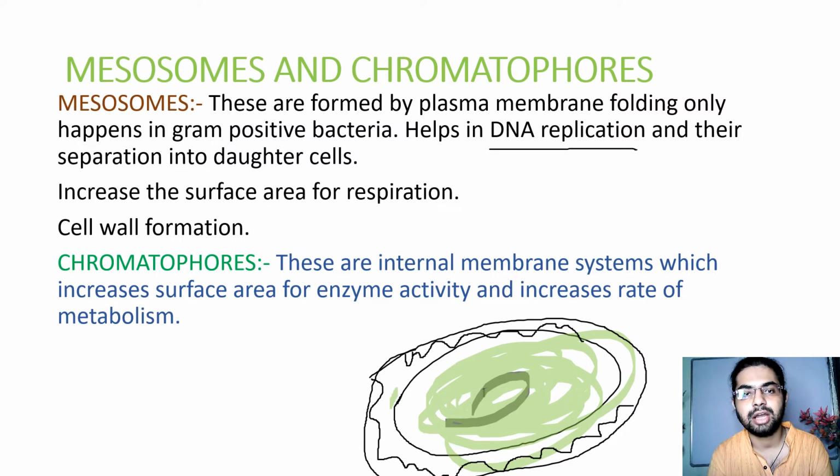So mesosomes are formed by plasma membrane folding, and they help in DNA replication and separation into daughter cells. Also it increases the surface area for bacterial respiration. It helps in cell wall formation also.